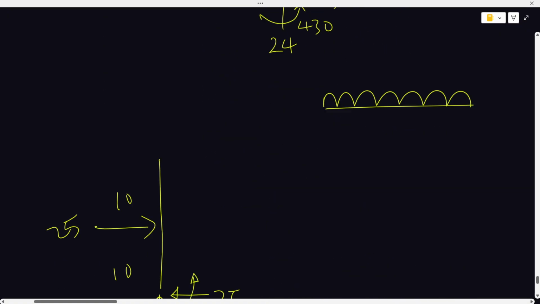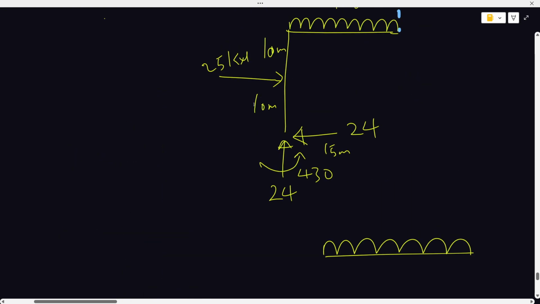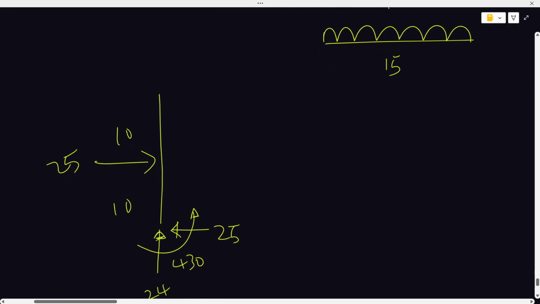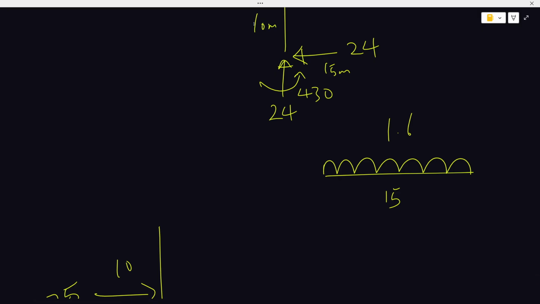Decomposing the structure, I'll be left in this manner. So it's 1.6, 15. I'll be left in this manner, the remaining things. Now, I'm teaching for people that need to be fast in their exams. This process is a long process.